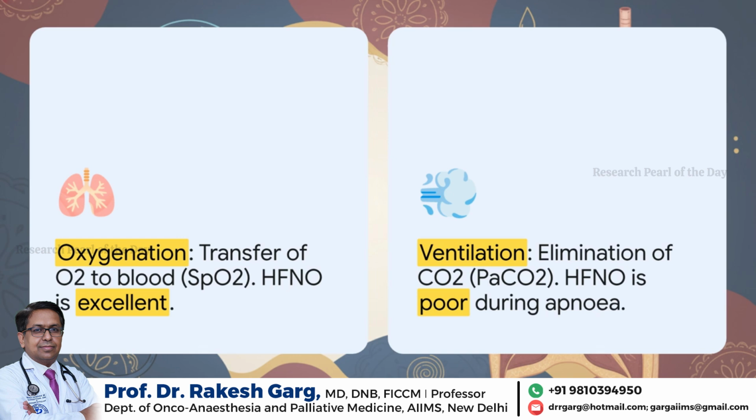Ventilation, on the other hand, is the elimination of carbon dioxide, measured by PaCO2. And during apnea, HFNO's ability to get rid of CO2 is downright poor. Because the patient isn't actively blowing off volumes of gas, that carbon dioxide is inevitably building up in their bloodstream at a rate of about 2 to 3 millimeters of mercury every single minute.